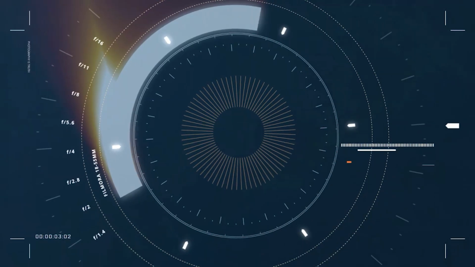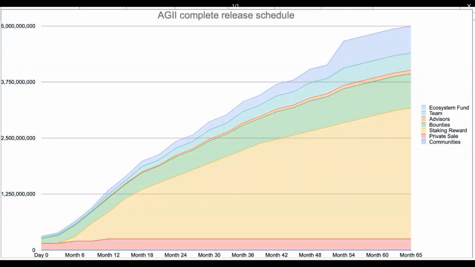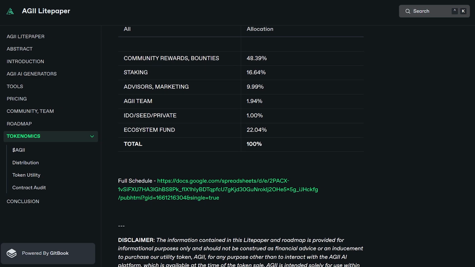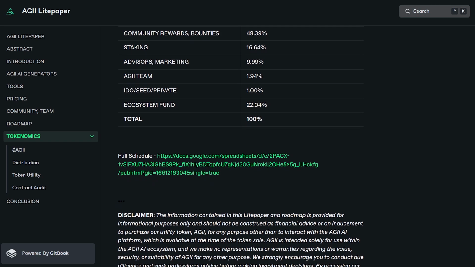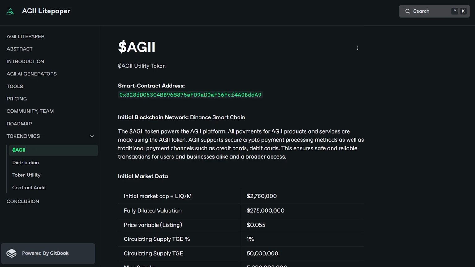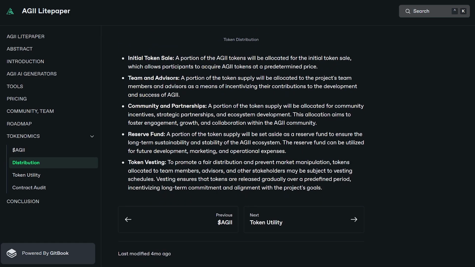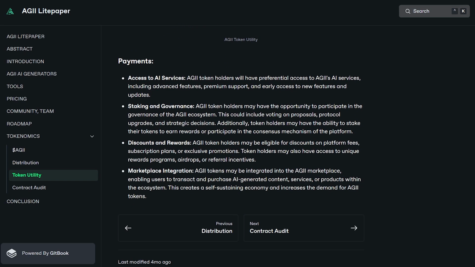Now let's look at the token of the project. It is based on the AGII token, which is distributed as follows. 48.39% earmarked for community awards, 16.64% for staking, 9.99% will be spent on support of advisors and development of marketing, 1.94% will remain with the team, 1% will be in private hands, and 22.04% goes into the ecosystem fund of the project. So we get a balanced token that the entire community will support.